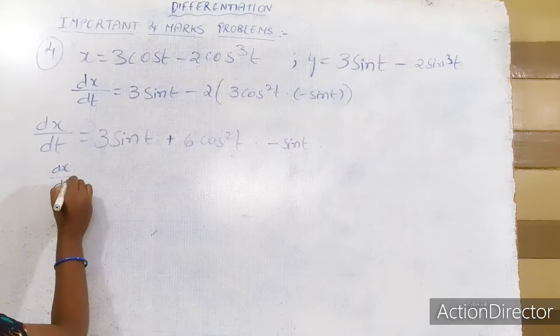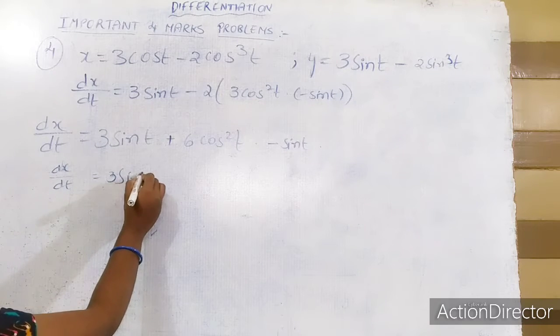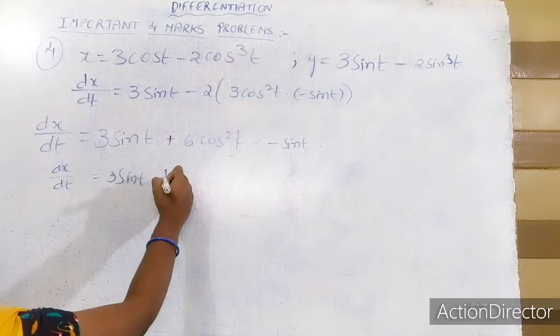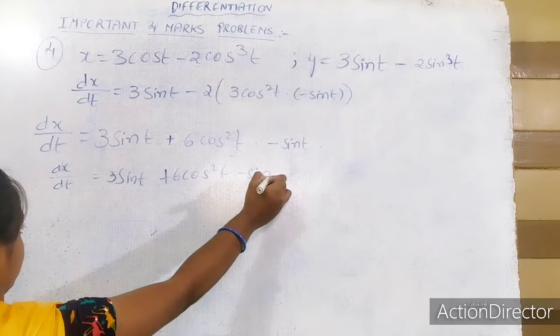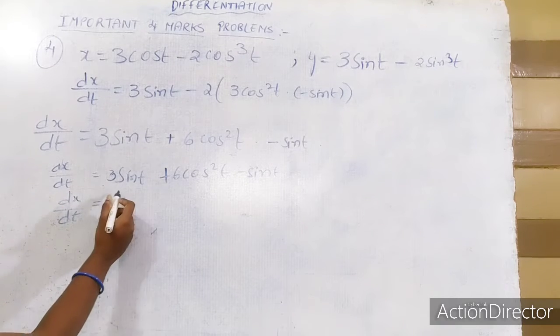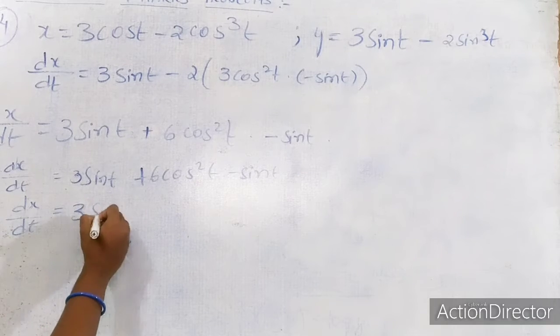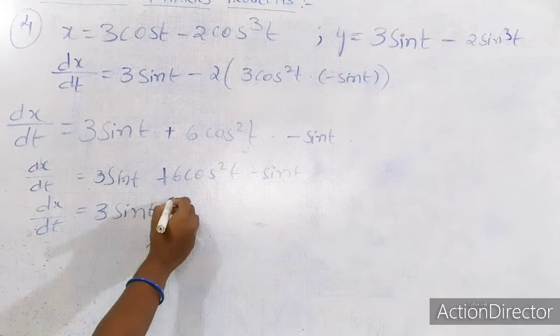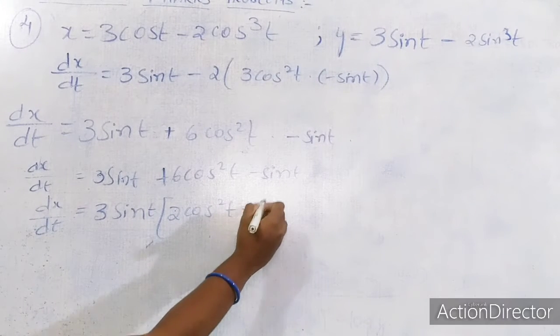dx by dt is equal to 3 sin t plus 6 cos square t minus sin t. dx by dt is equal to, we take 3 sin t as common, 3 sin t into (2 cos square t minus 1).